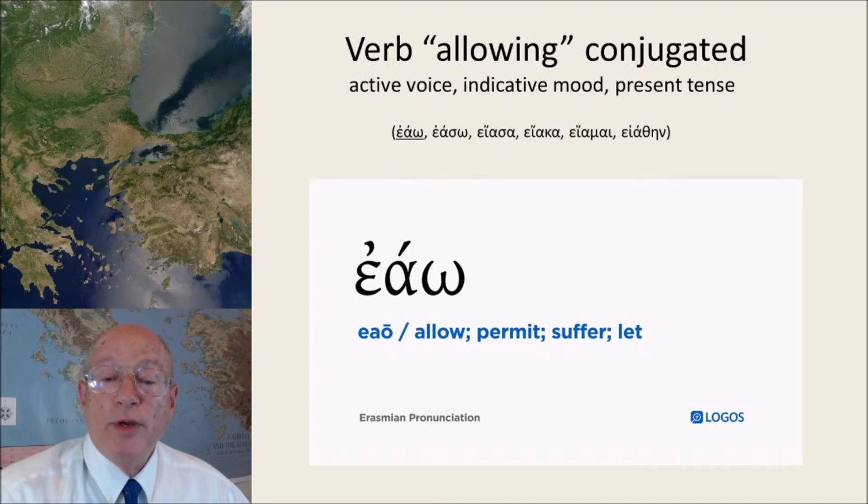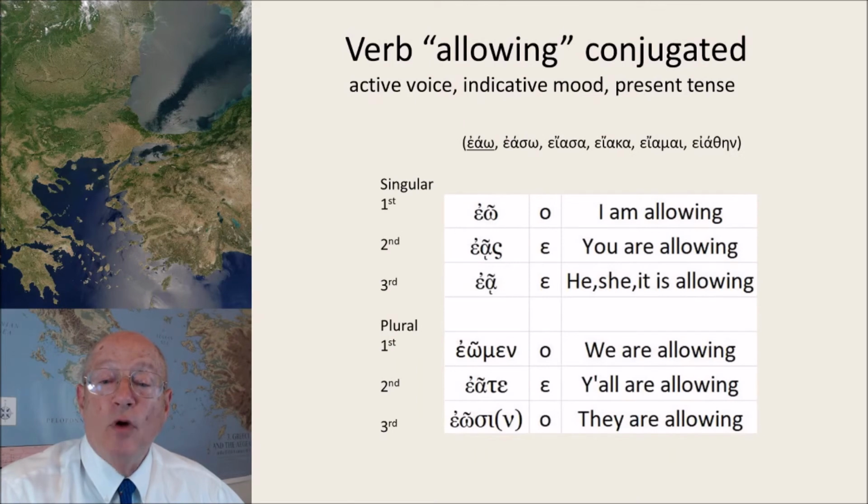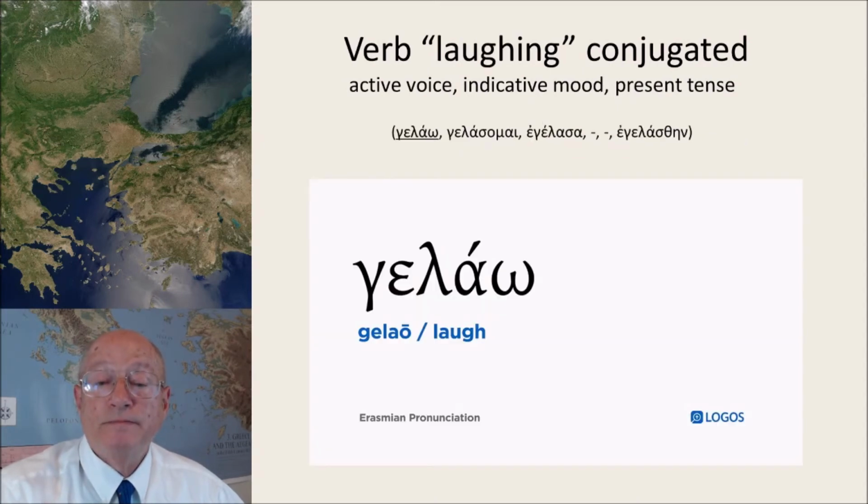All right, here's another word. We haven't seen this before. This word means allowing. Eao. And this is a regular alpha contract, and it looks exactly like, in terms of the endings, what we've seen before. Eo, eas, ea, eomen, eate, eosi, or eosin.